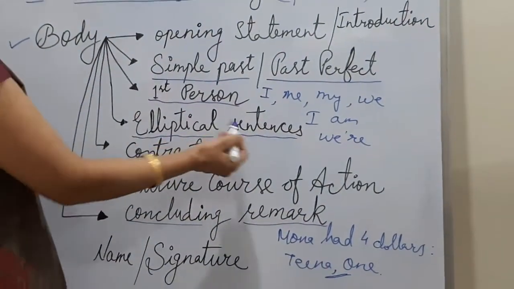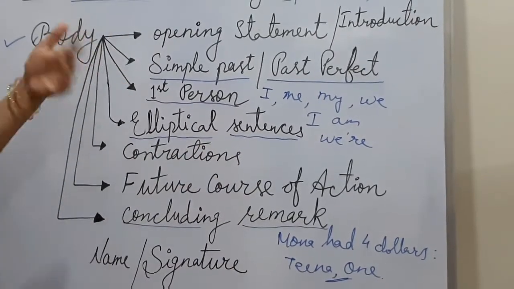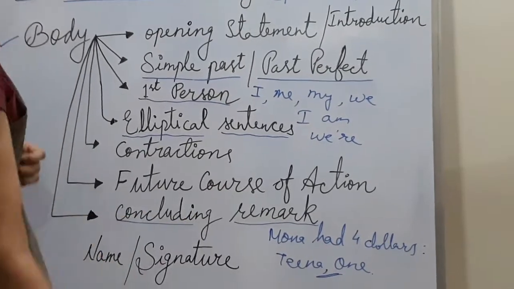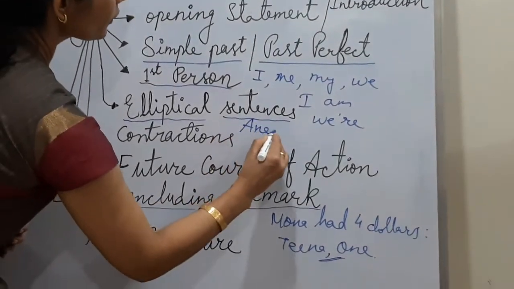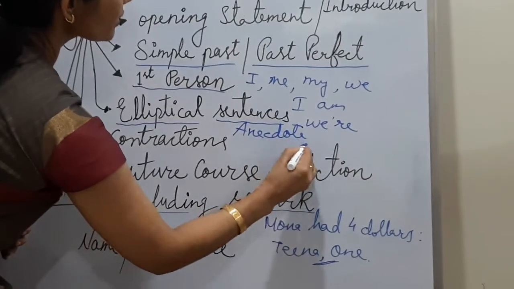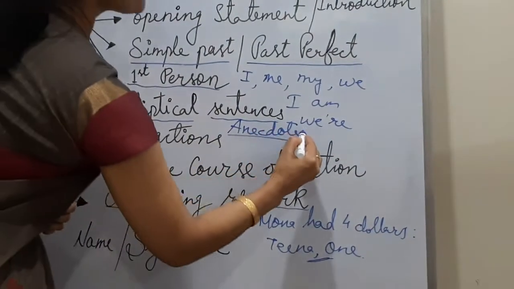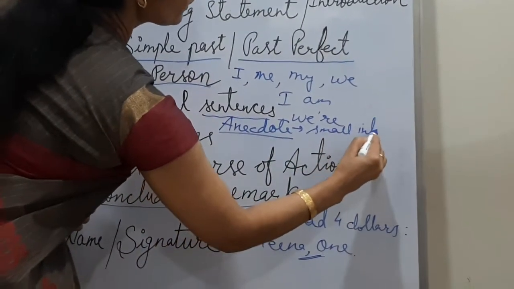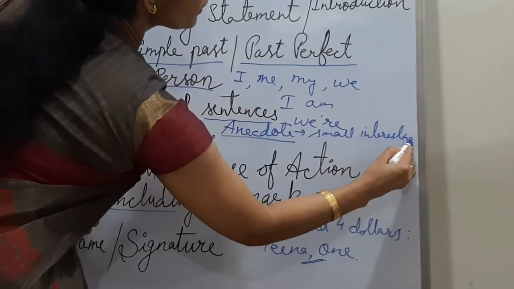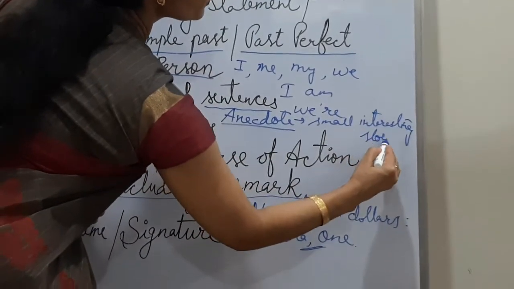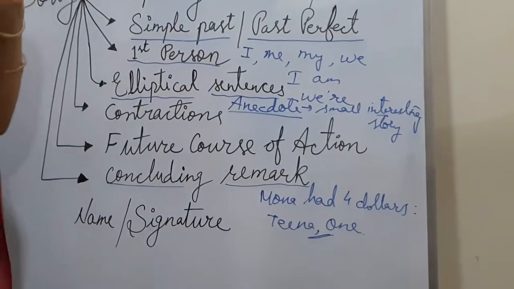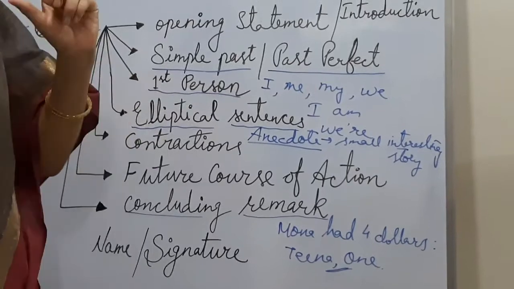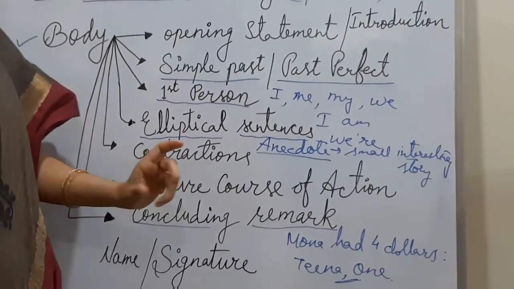This type of elliptical sentence you can also use in your diary writing, or otherwise you can use some anecdote also. What is the meaning of anecdote? Anecdote means a small interesting story. So you can share a very small story that should be based on a real incident, a real person or a real place.